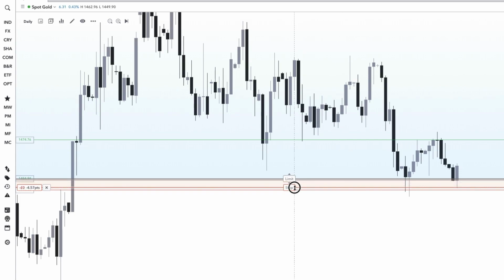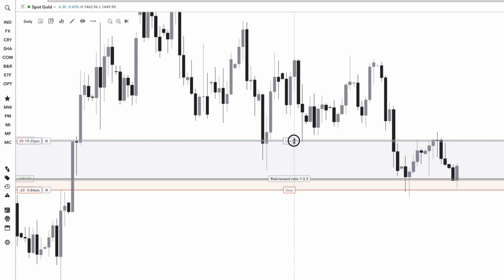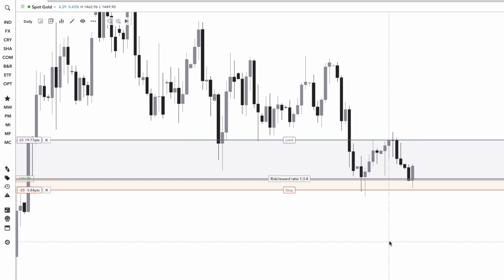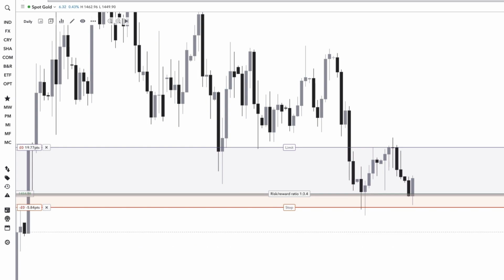So let's get this order in. Stop at the low, target up at the high, and we're looking for 3.4R if we can get there. Give me 1 second. I'll just get this filled out.